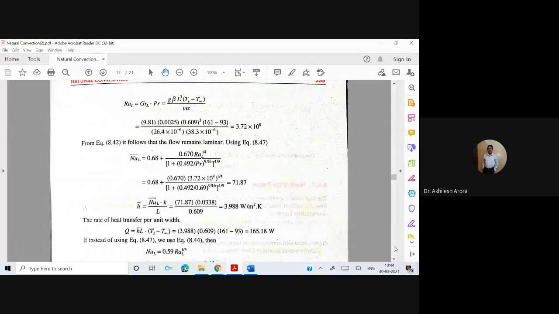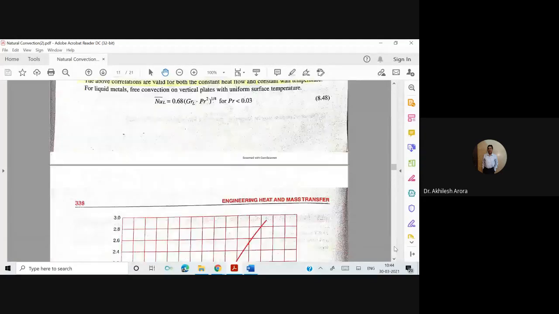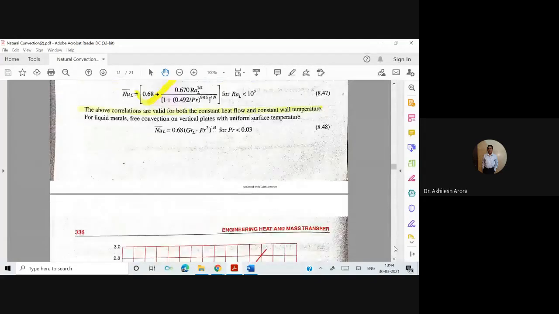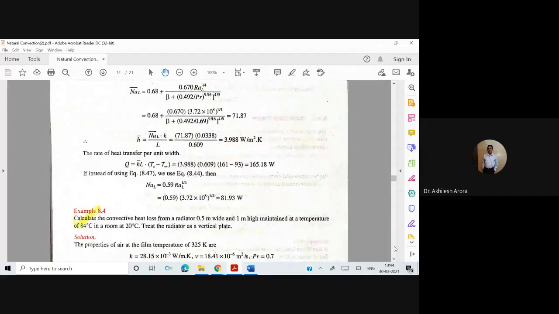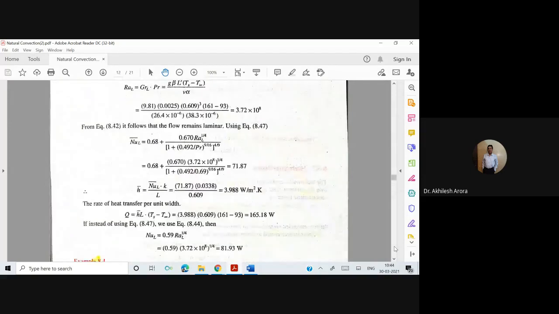Using equation 8.47, let us see it once again. Yes, this is equation 8.47, which is the Churchill and Chu equation only. From this equation, they have calculated the value of the Nusselt number, which comes out to be 71.87, and the heat transfer coefficient comes out to be 3.98. It means approximately 4 watt per meter square Kelvin.